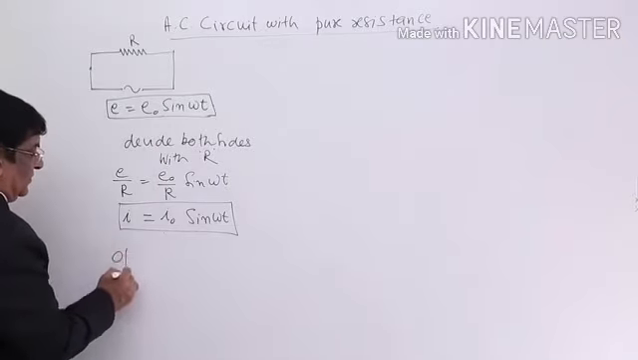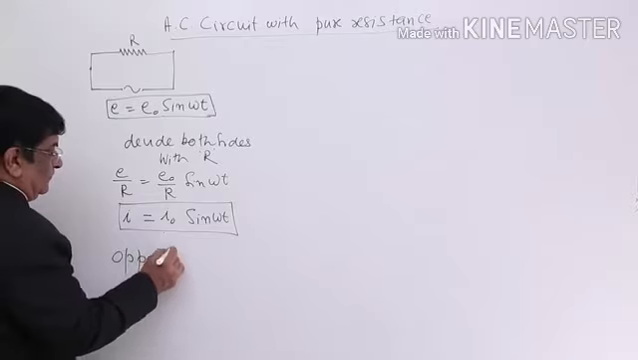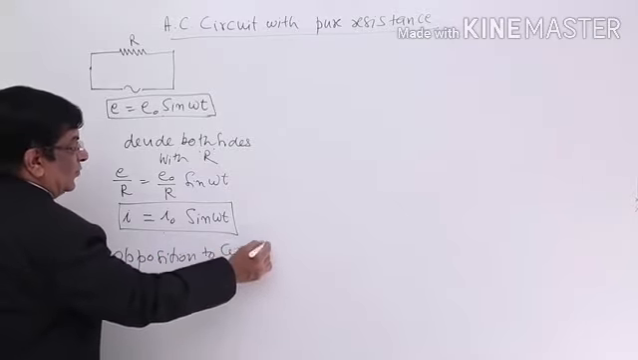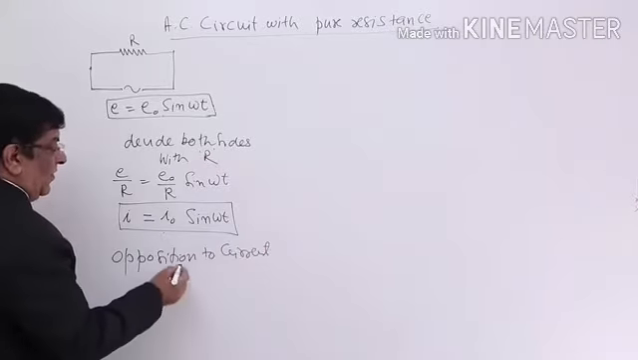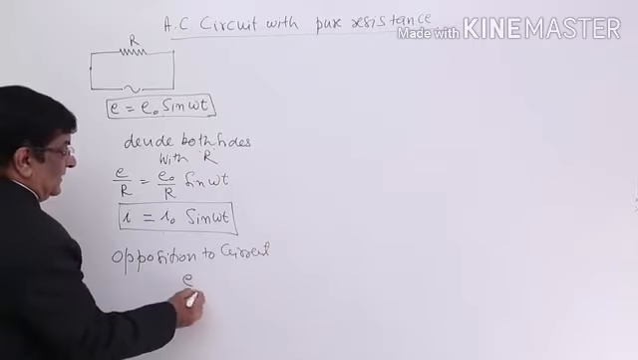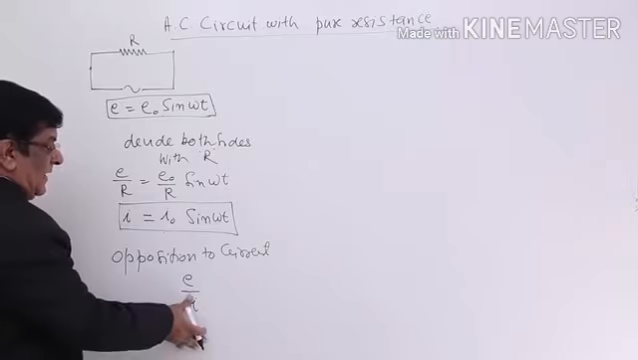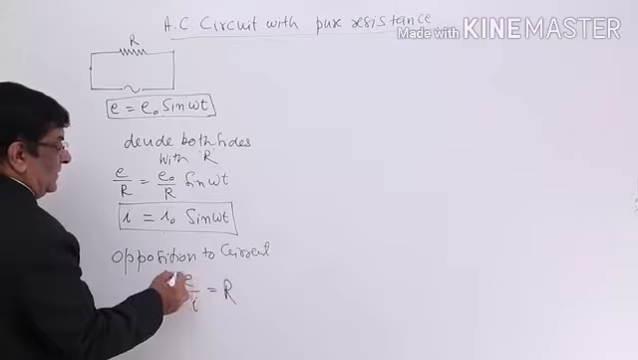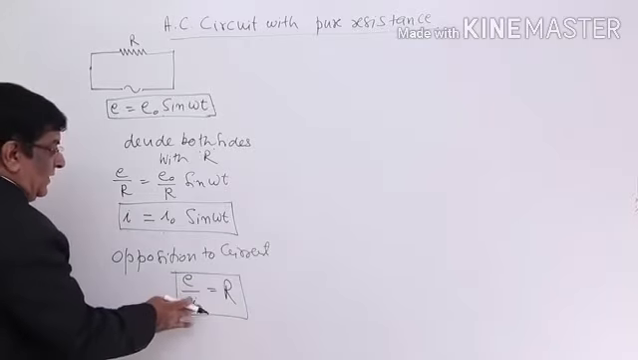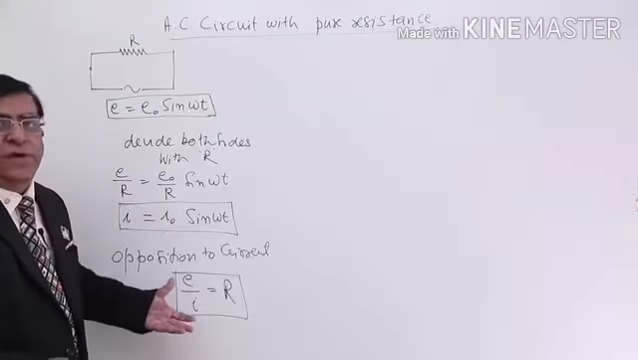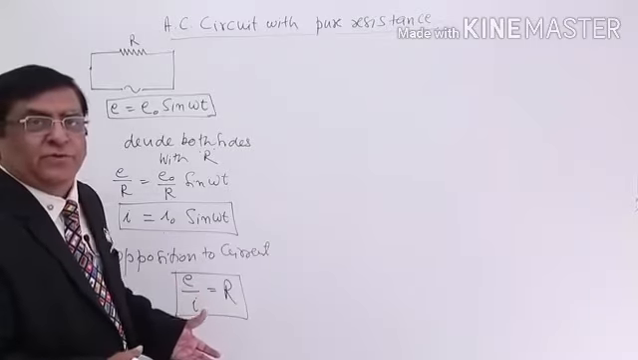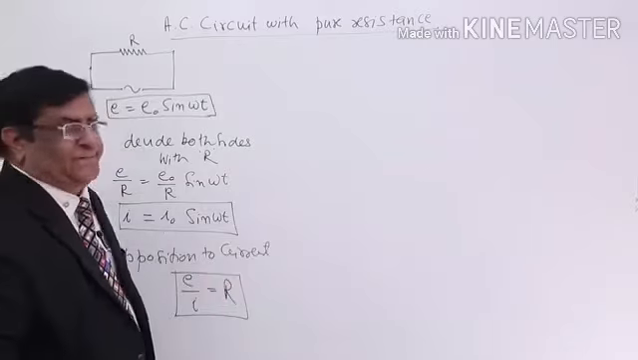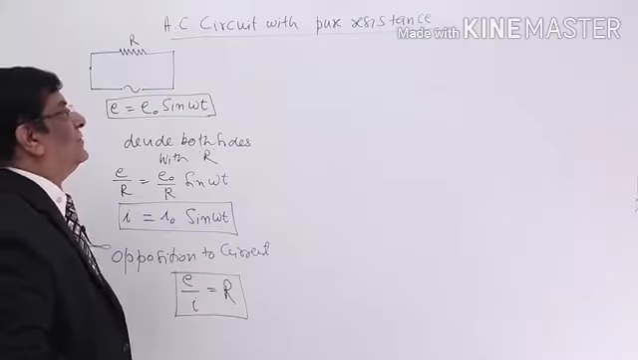Now, what is the opposition to current here? Opposition to current, according to Ohm's law or any law, is always E upon I. And here E upon I is equal to R. So this is the opposition to current. You will say, what is new in this? Okay, in this maybe it is not new, but when we go to the other circuits, you will find it matters a lot.